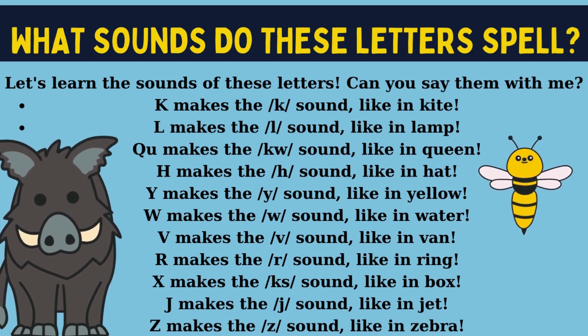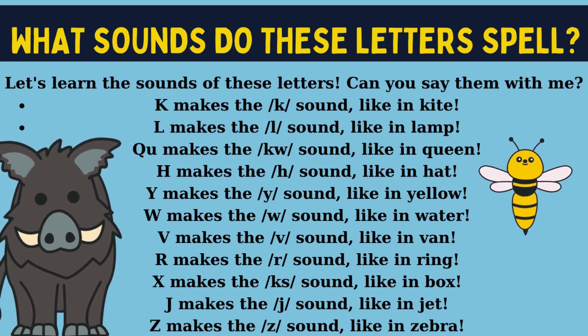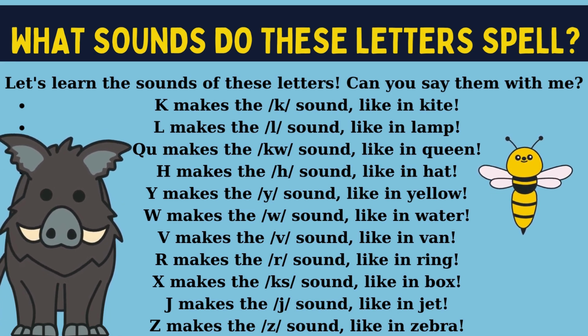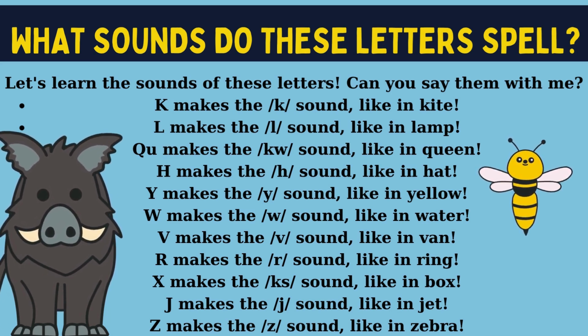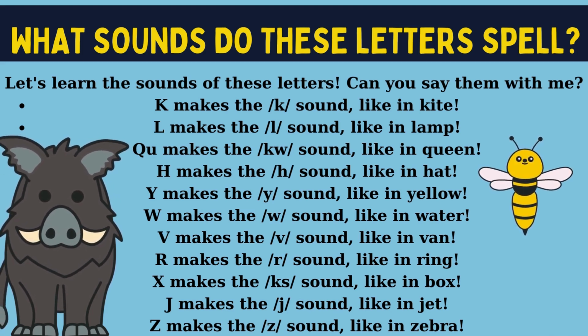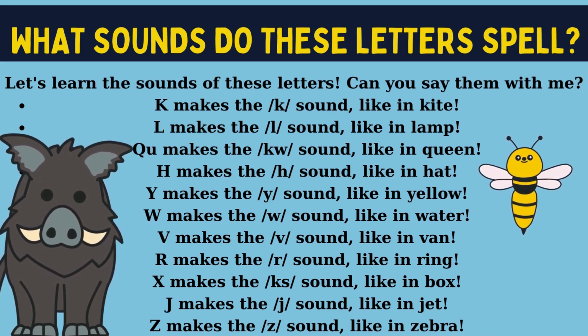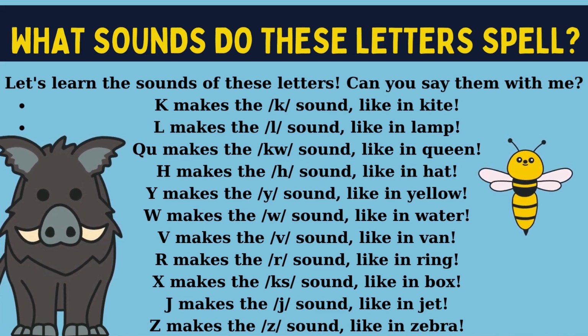Y makes the Y sound like in yellow. W makes the W sound like in water. V makes the V sound like in van. R makes the R sound like in ring. X makes the K sound like in box. J makes the J sound like in jet. Z makes the Z sound like in zebra.